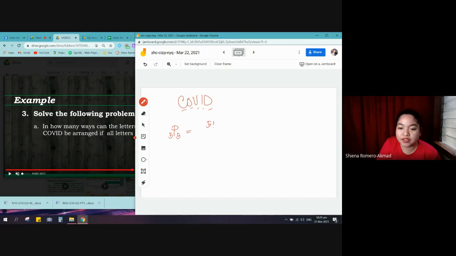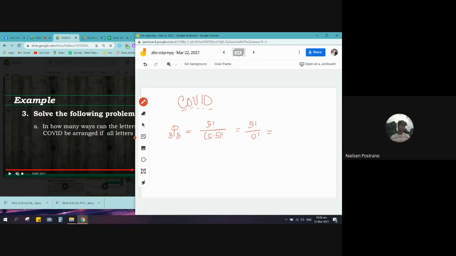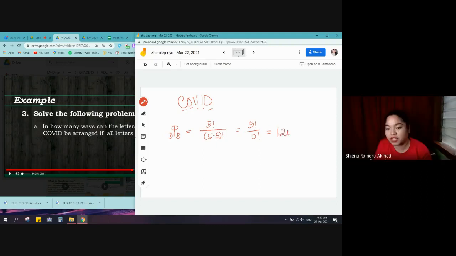That's 5 factorial divided by 5 minus 5 factorial. Automatic yan. Pag nakita nyo pareho sila, 0 na yung denominator. So, that's 5 factorial. What is 5 factorial? 120. Okay? Next.